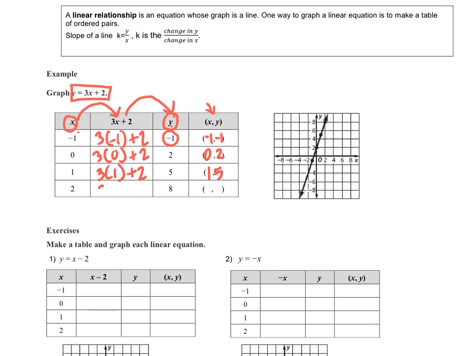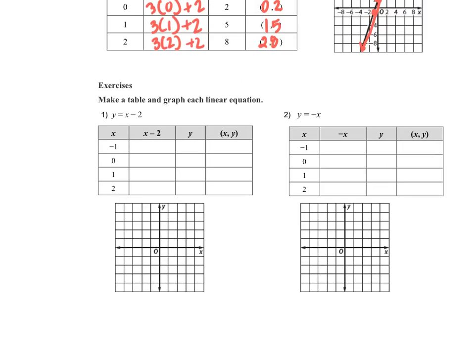Okay, so our last point is 3 times 2 plus 2, and our point is (2, 8). So I would then come over here and graph these points. My first point would be (-1, 1), which is right there. This one happens to already be graphed for us. Our second point is (0, 2). Our third point is (1, 5). And our last point is (2, 8). So once I graph that, it would go in a straight line through it, and it would make that line.